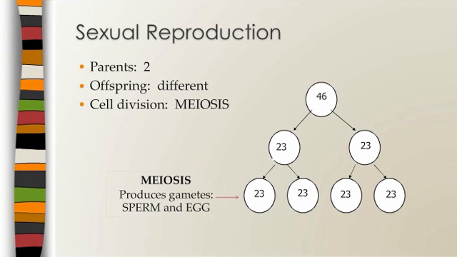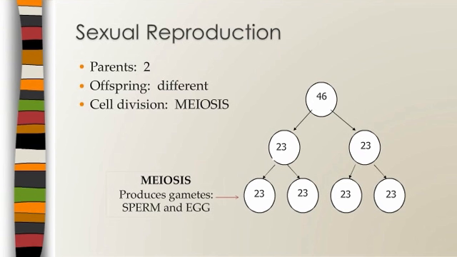Meiosis is the type of cell division that has one job only. The job of meiosis, and there is a place to write this in, is to produce gametes. Gametes are sperm and egg. Sperm is the male gamete or sex cell. Egg is the female gamete or sex cell.